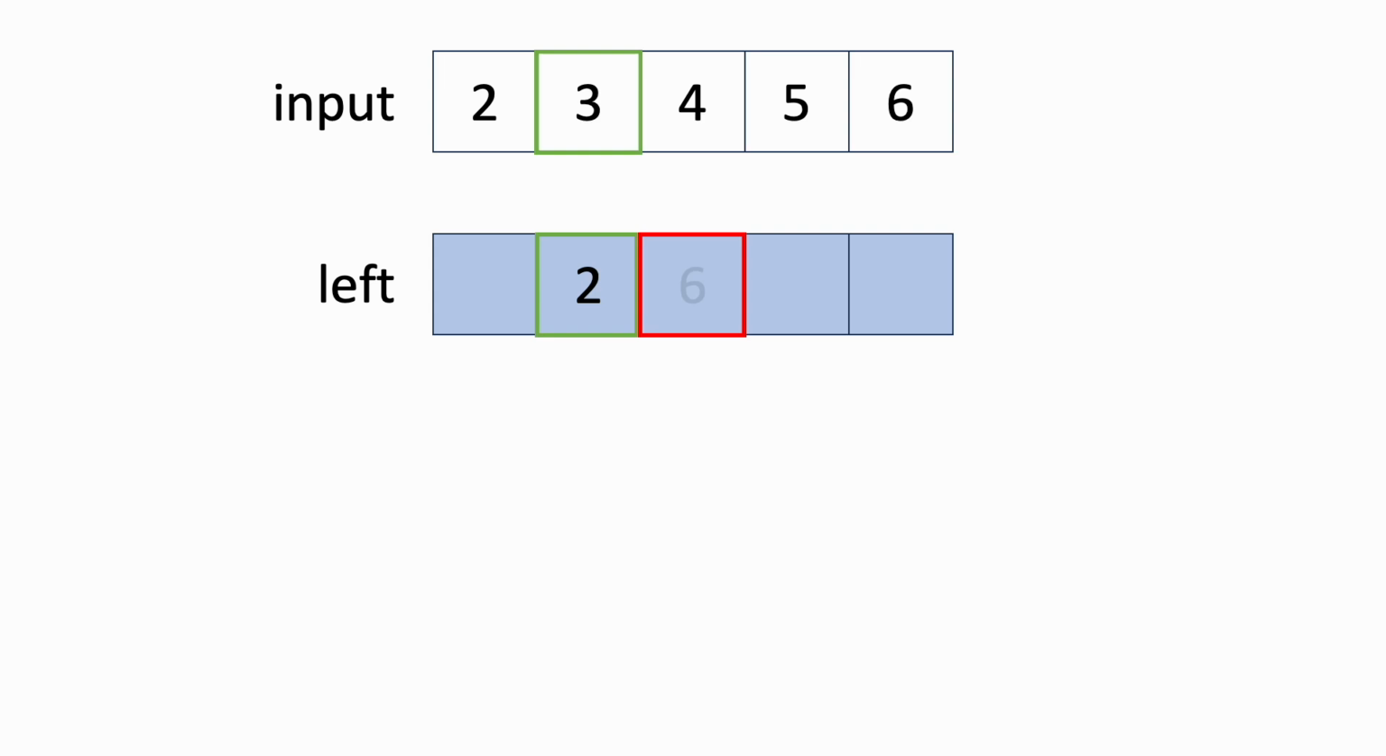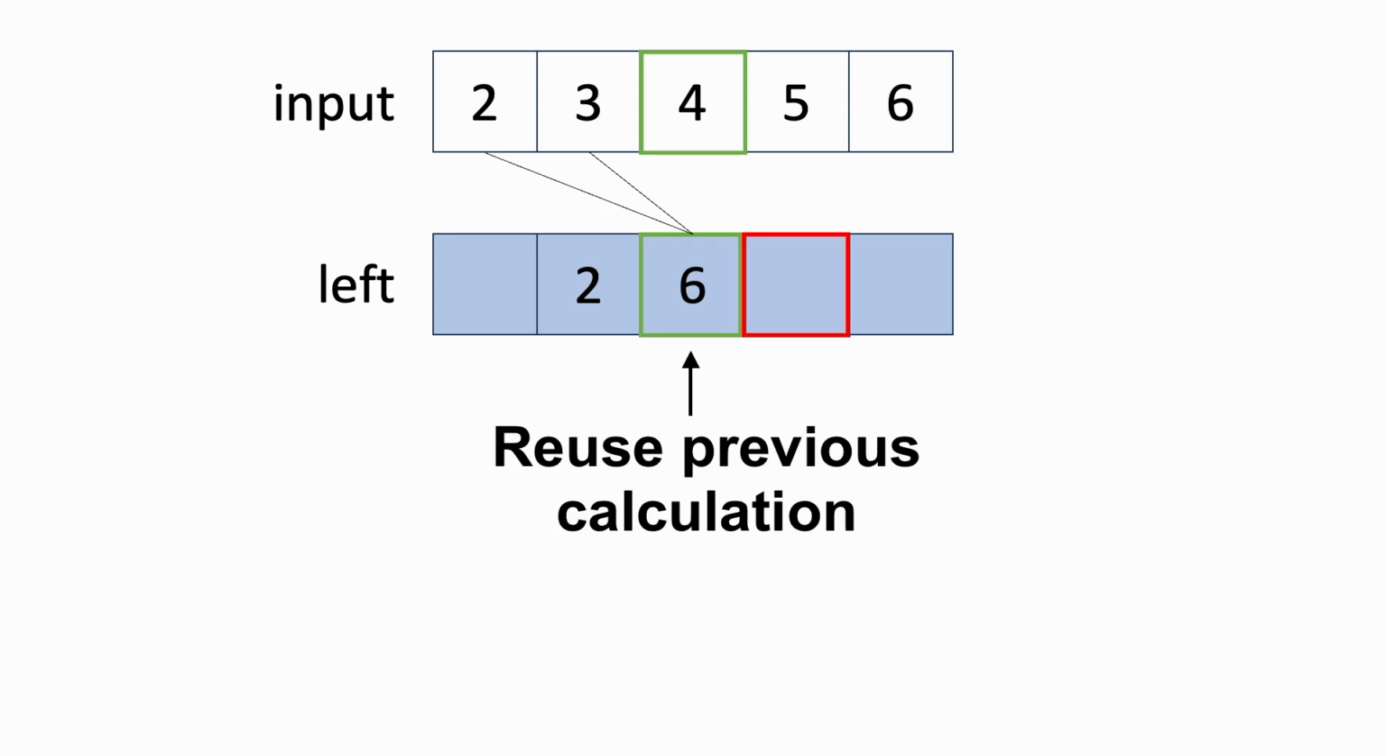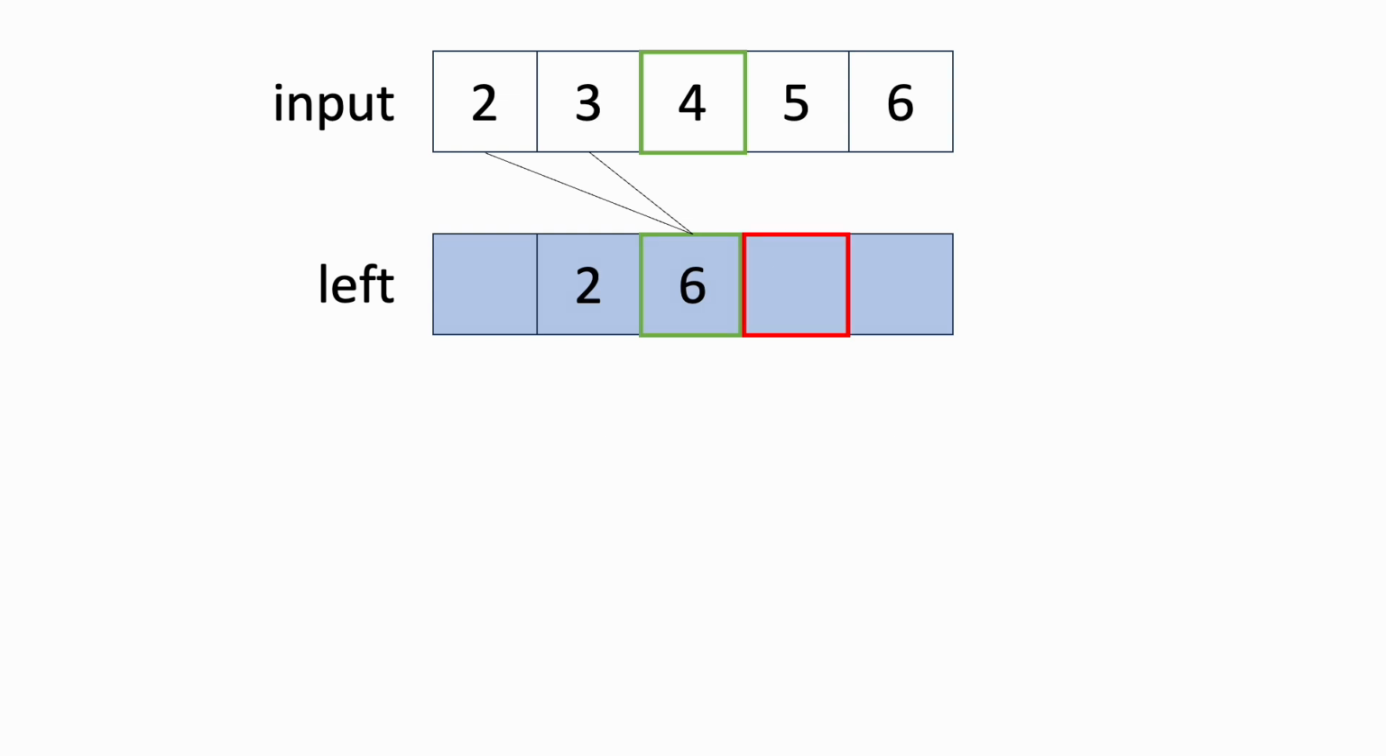So 3 times 2 is 6. Next, we'll do the same thing. We'll multiply 4 with 6, because 6 is 2 times 3. And so this is where the efficiency comes in. Instead of going back and doing 2 times 3 again, we're going to reuse our previous calculation since we already did it. So 4 times 6 is 24.